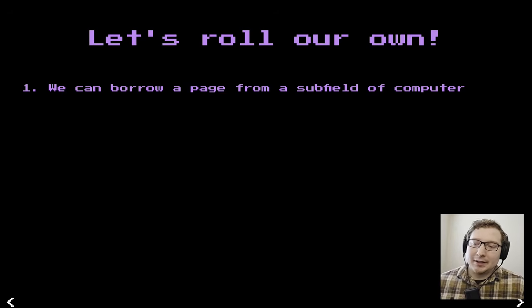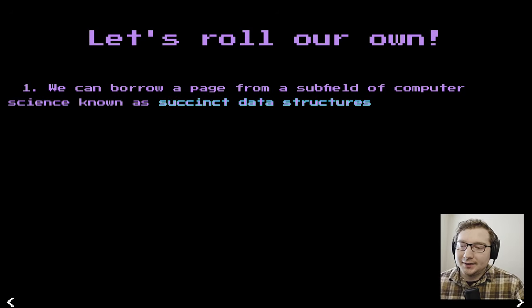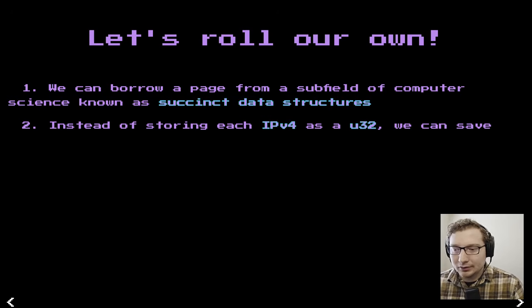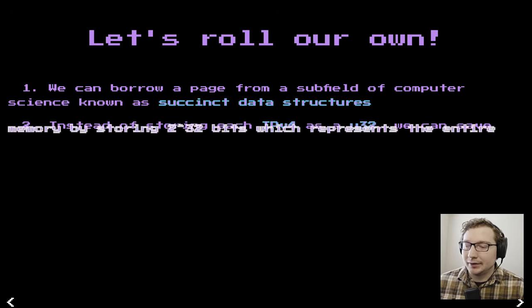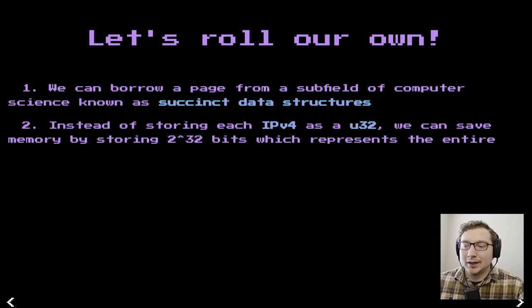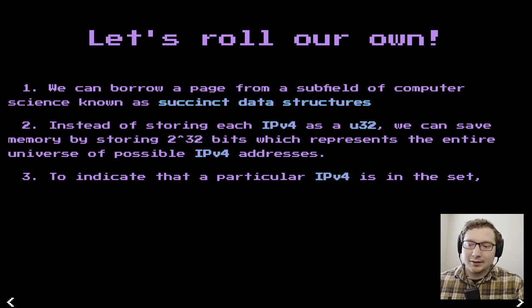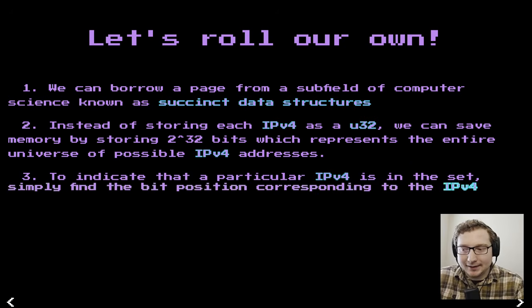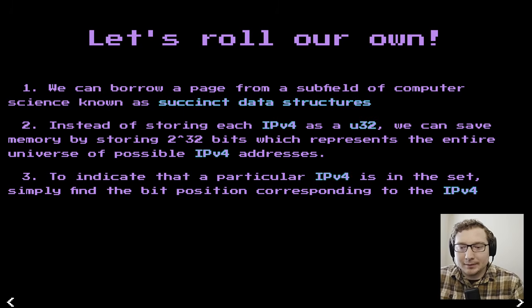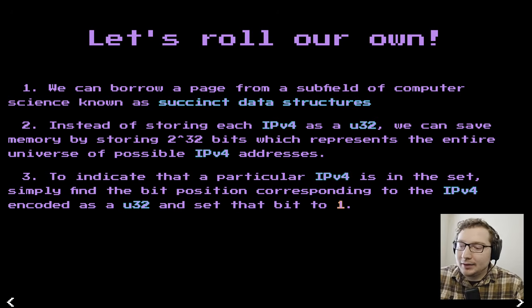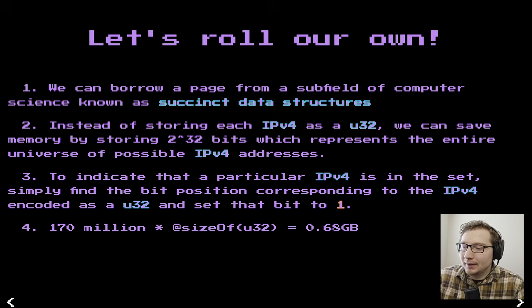We can borrow a page from a subfield of computer science known as succinct data structures. Instead of storing each IPv4 as a U32, we can save memory by storing 2 to the 32 bits, which represents the entire universe of possible IPv4 addresses. To indicate that a particular IPv4 is in the set, simply find the bit position corresponding to the IPv4 encoded as a U32 and set that bit to 1.